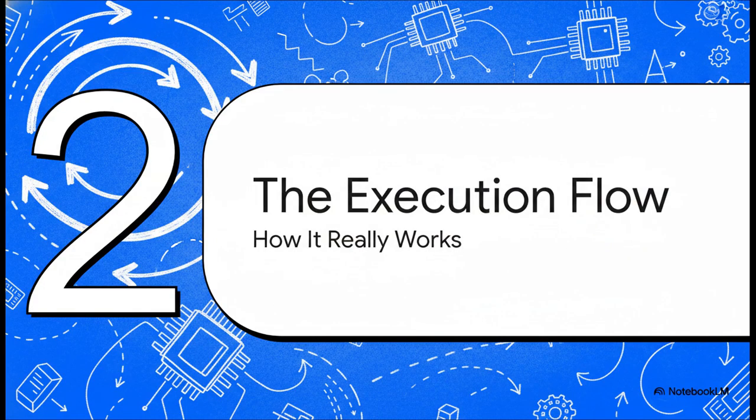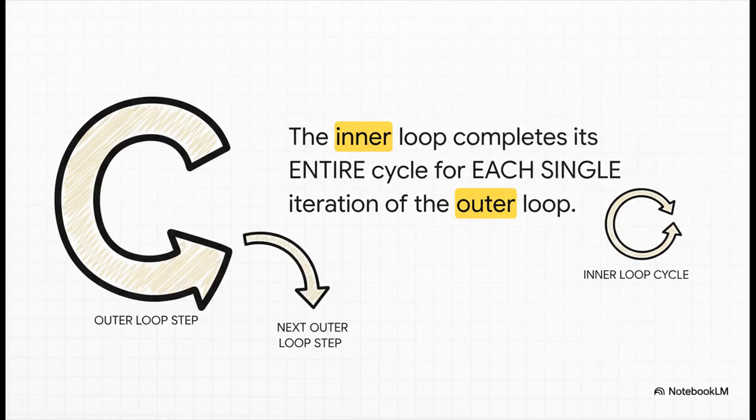So how does the computer actually run this code? Understanding the flow is absolutely crucial. This is where most people get tripped up. But I promise, once you see it, the logic is perfectly clear. Okay, here it is. This is the most important rule you need to remember. The inner loop completes its entire cycle for each single iteration of the outer loop. It doesn't just run alongside it. For every one step the outer loop takes, the inner loop starts completely fresh and runs all the way to its end, every single time.